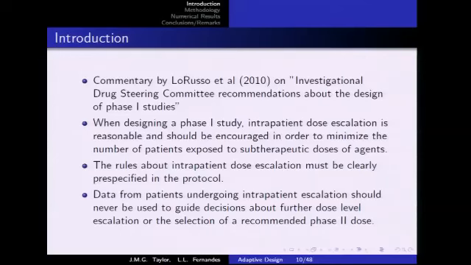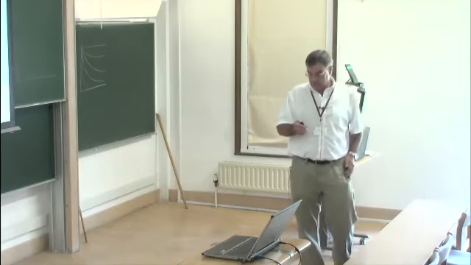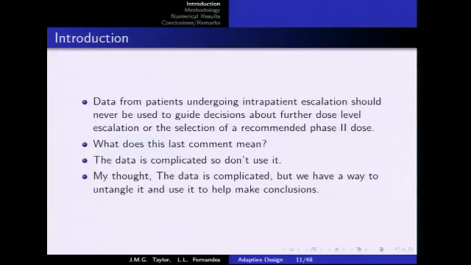The second one she wrote was that you've got to write into a protocol what you're going to do. And the third one, which I'll copy on the next slide, said data from patients undergoing intra-patient escalation should never be used to guide decisions about further dose level escalation or recommendation of phase 2 doses. So she's saying, you do this trial, but you're not going to use this data. So what did she mean by that comment? I think she means the data is complicated to untangle, so don't use it. My thought is, well, the data is complicated, but let's figure out if we can untangle it and then use it. That's what I'm going to be talking about.